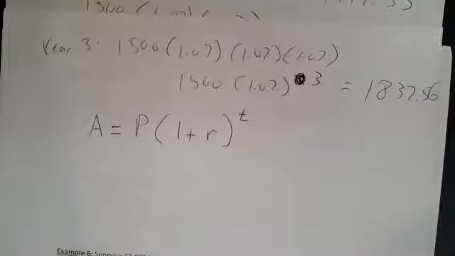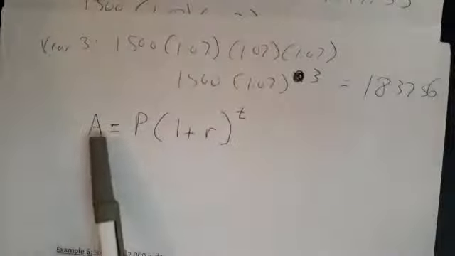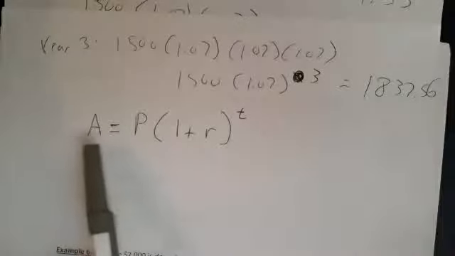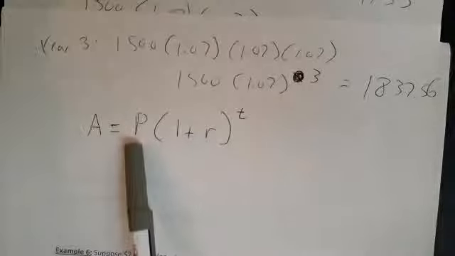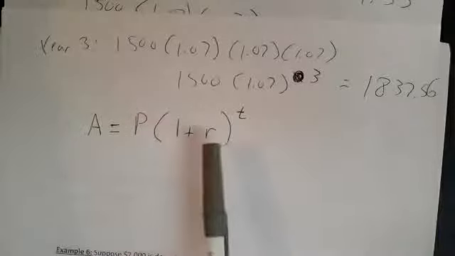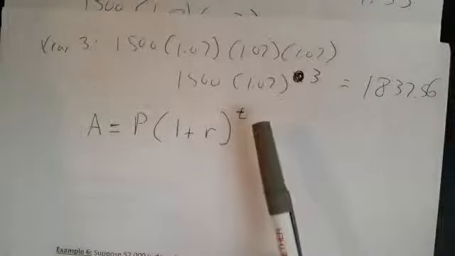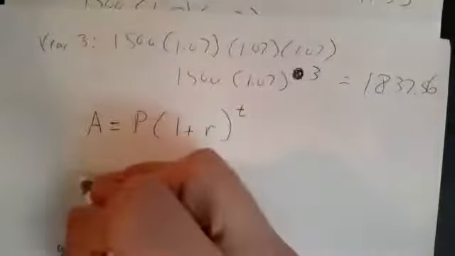And so in general, this is what the formula is going to look like. Let me talk a little bit about this again. This is the accumulated amount. This is your final balance after so many years. This is P, the principal that you start out with. This is R, or your annual interest rate. And T is the number of years or the time. And so we use this formula.